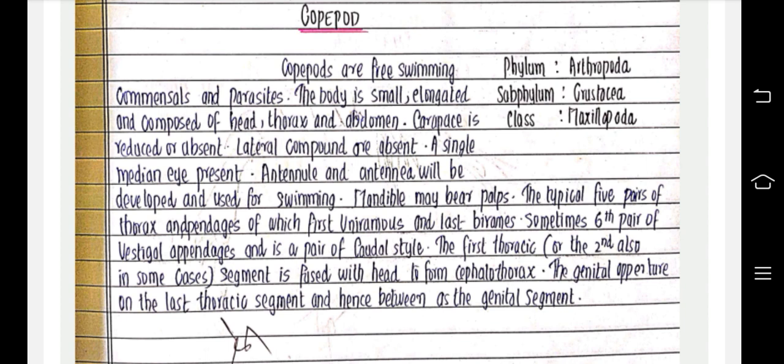Phylum Arthropoda, subphylum Crustacea, class Maxillopoda.